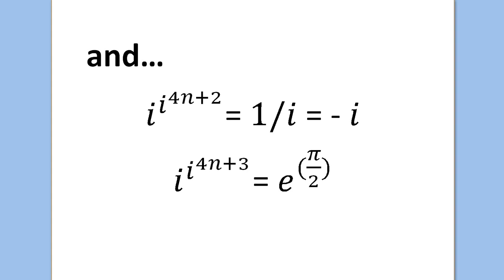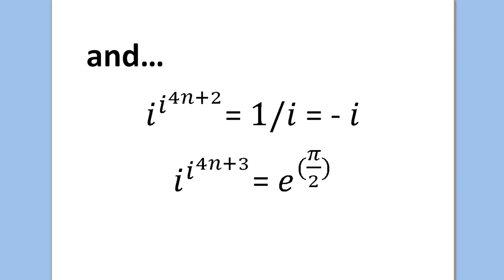i to the 4n plus 2 is equal to 1 over i, which is also equal to minus i. It's entirely up to yourself which one you want to use. And finally, i to the 4n plus 3 is equal to e to the pi over 2. So the power is positive here. And that's also a real number.